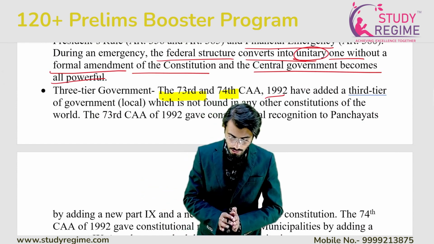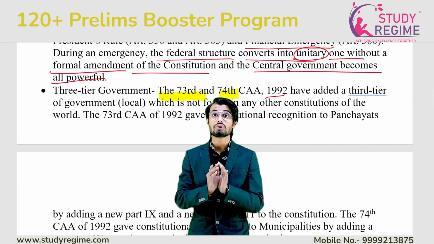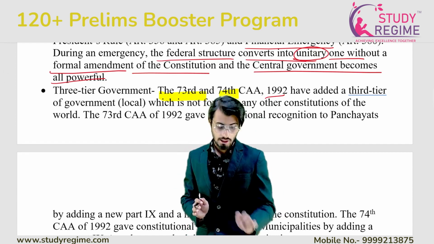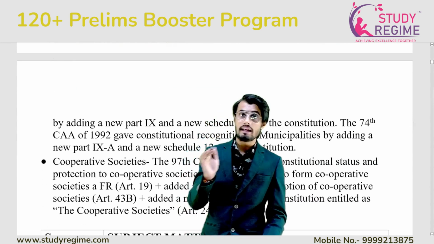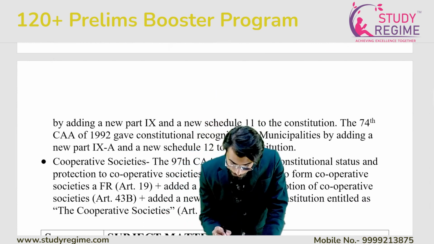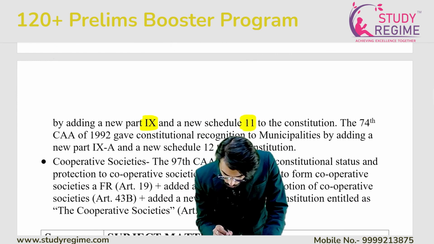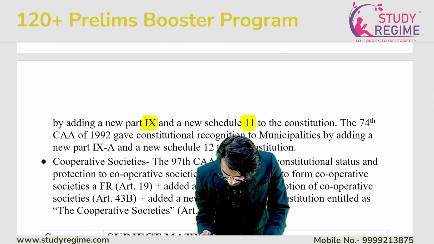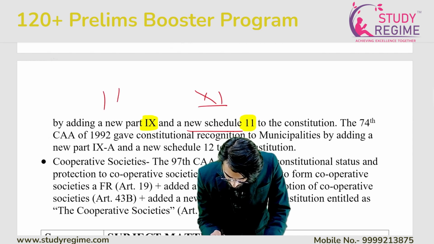The 73rd Constitutional Amendment of 1992 gave constitutional recognition to the panchayats by adding a new Part 9 and a new Schedule 11 to the Constitution. So you have to remember the part was 9 and the schedule is 11. Do not get confused. The schedule was 11 and the part is 9. So do not get confused.